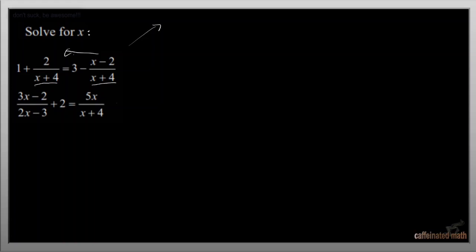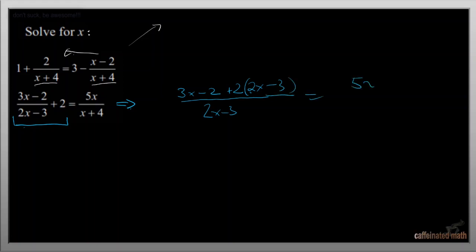So, for our next one, we shall continue from there, and over here again we can find the common denominator for everything, or we can just have a common denominator found for the left hand side and then use our cross multiplication. So we have 3x minus 2 all over 2x minus 3, but we're adding that 2, so that needs to be multiplied by 2x minus 3 as well. That's equal to 5x over x plus 4.